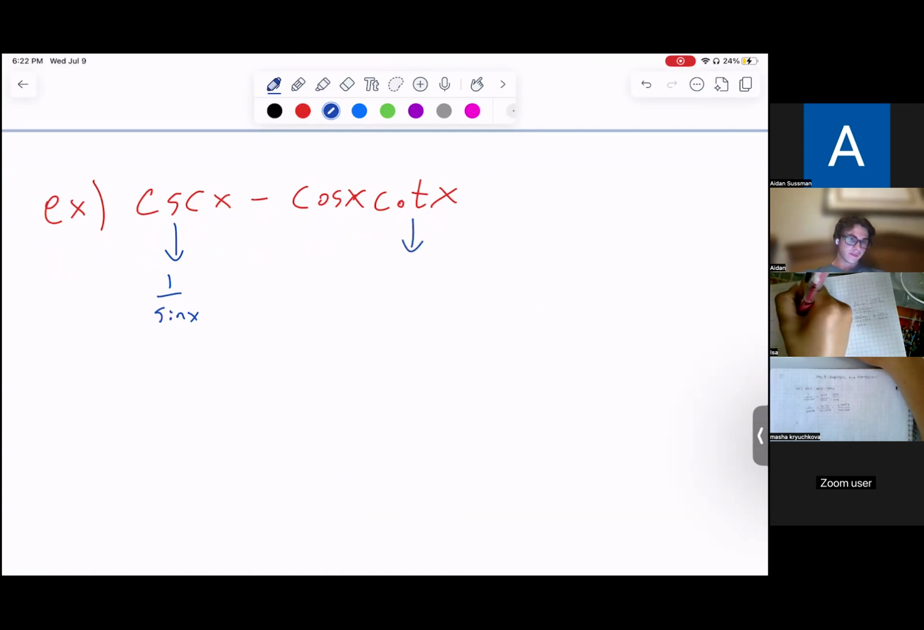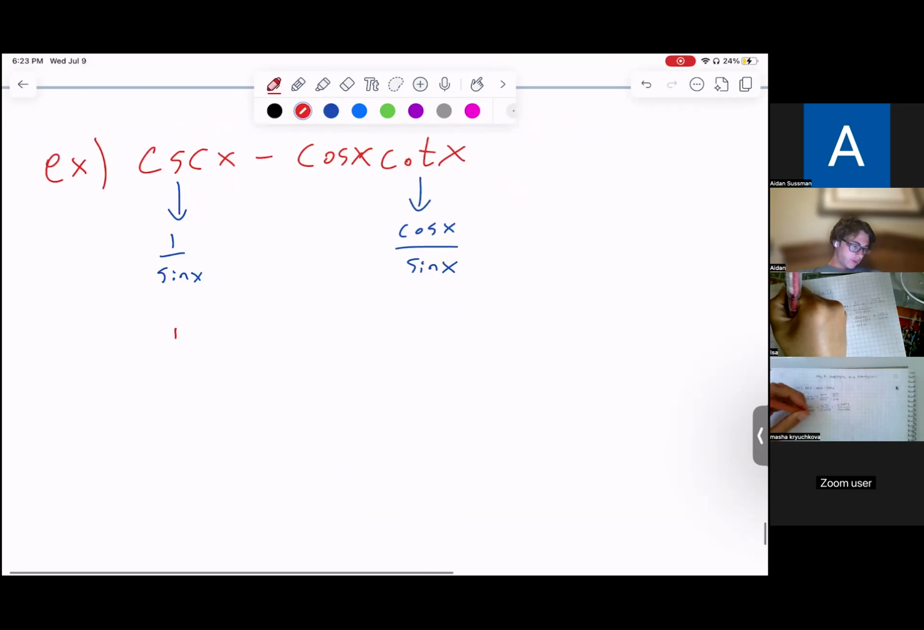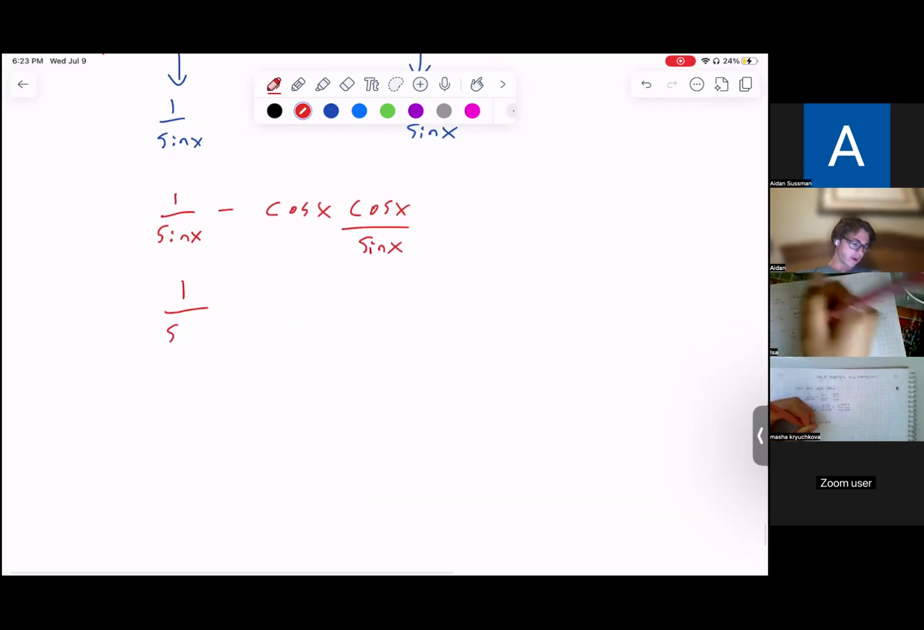Cotangent could be 1 over tangent x. Yeah, but remember, we want to turn everything, if we can, into sine and cosine. Is there another thing that this could become? Oh yeah, cosine x over sine of x. Perfect. And we'll rewrite our expression now. So we have 1 over sine minus cosine times cosine all over sine. And then we'll just combine some stuff. We have 1 over sine of x minus cosine squared of x all over sine of x.